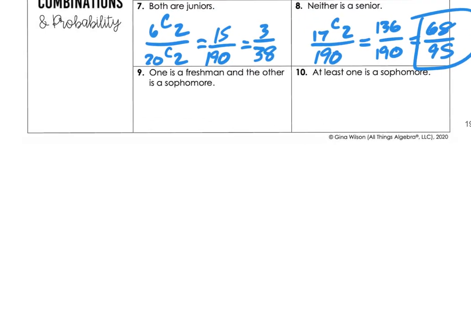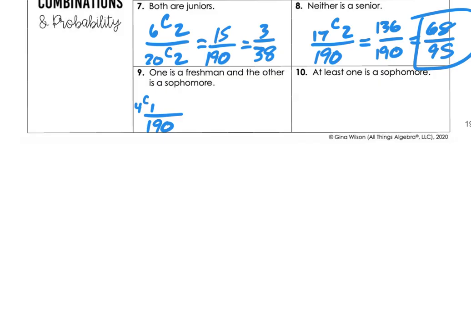One is a freshman, and the other is a sophomore. Okay? So the bottom number does not change, so that's the good thing. We know the bottom number is 190. Okay? The first person I pick I want them to be a freshman. So how many freshmen are in the group? 4. Okay. So we have 4 freshmen. I want to choose one of them.